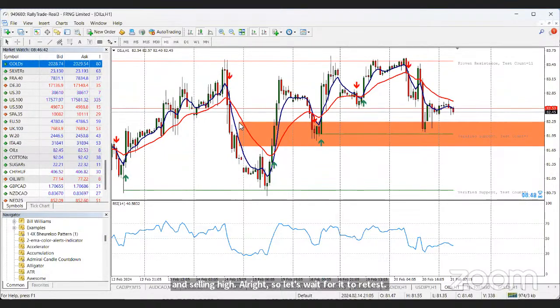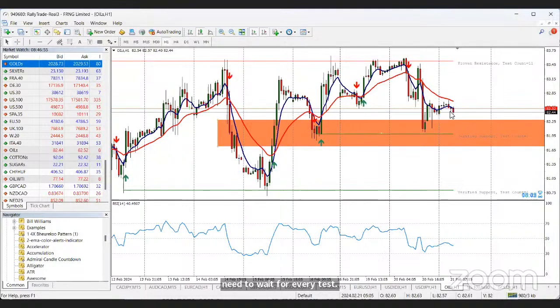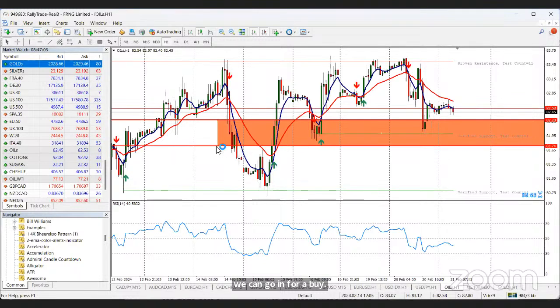Remember, for you to have perfect entries, perfect confirmation on support and resistance strategy, you most times need to wait for a retest. We can see that price has bounced off. It's trying to do a retest before it continues upwards. So once it does this retest and enters this zone again, we can go in for a buy. Okay, my preference is a buy for oil.